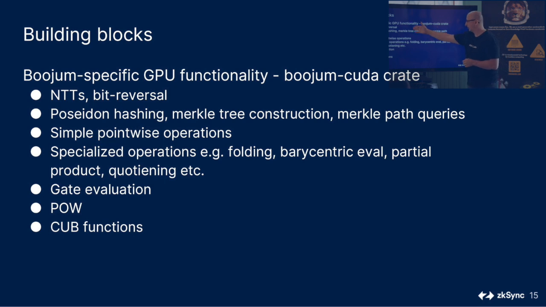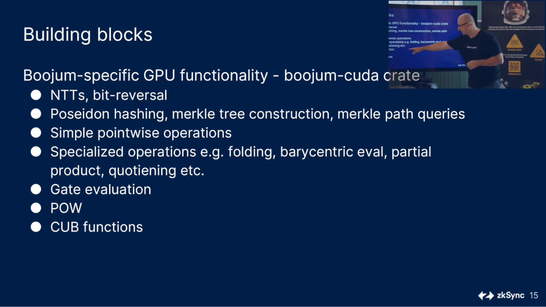So we have functions like NTTs, inverse NTTs, bit reversals, Poseidon hashing. We actually have Poseidon and Poseidon 2. We use Poseidon 2 in production. Then Merkle tree construction, Merkle path queries. Then we have simple point-wise operations like addition, multiplication, subtraction, division, stuff like that. Then we have some specialized operations like barycentric evaluation, folding, partial product quotienting.